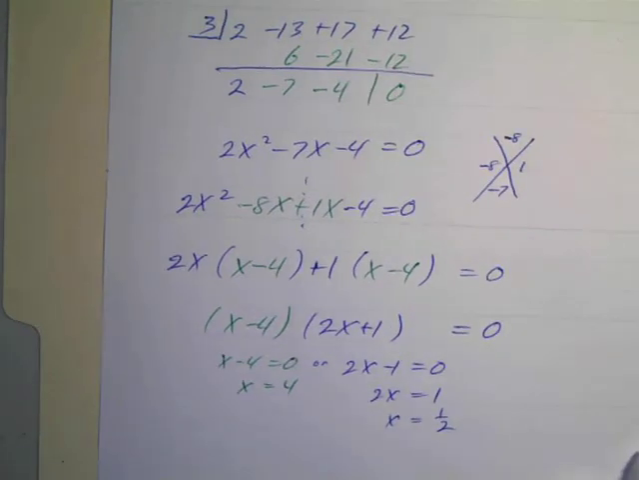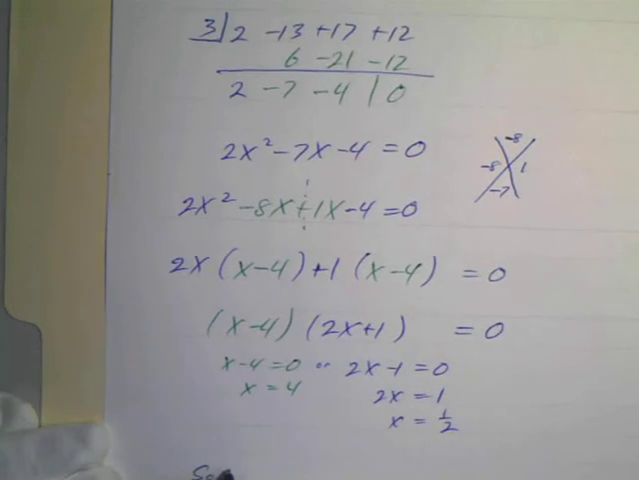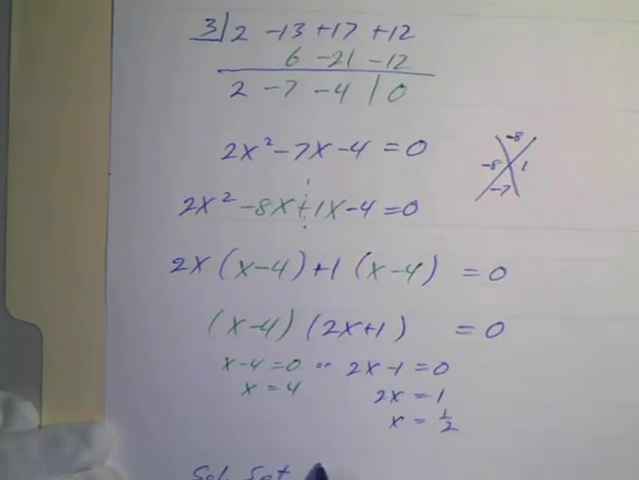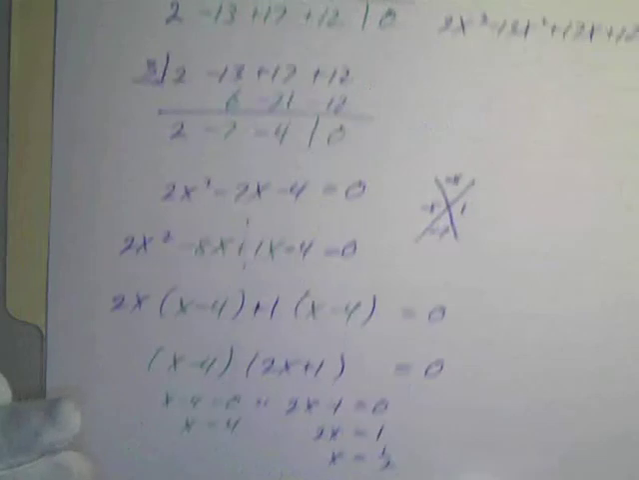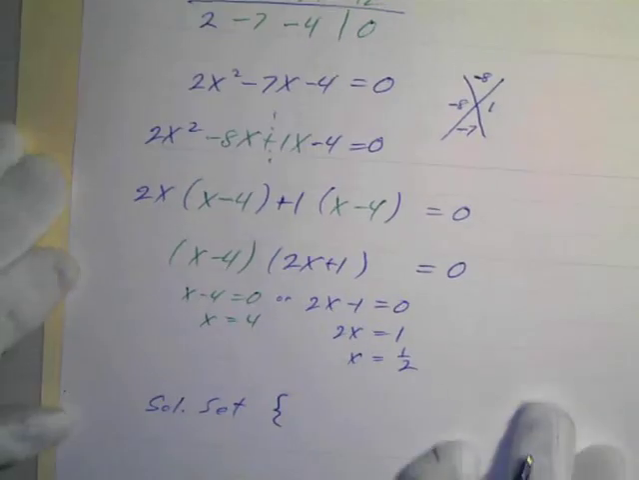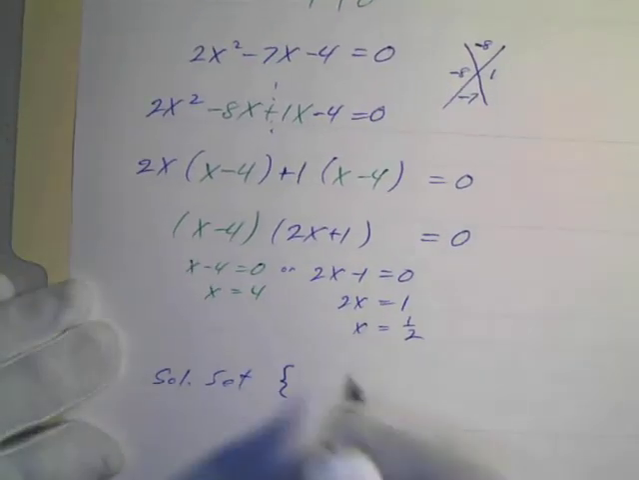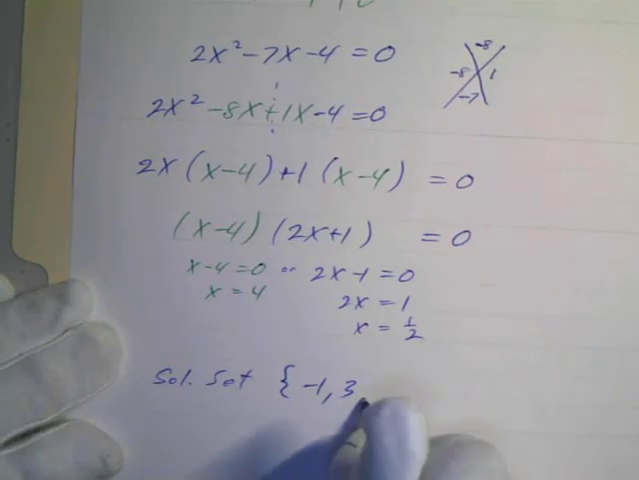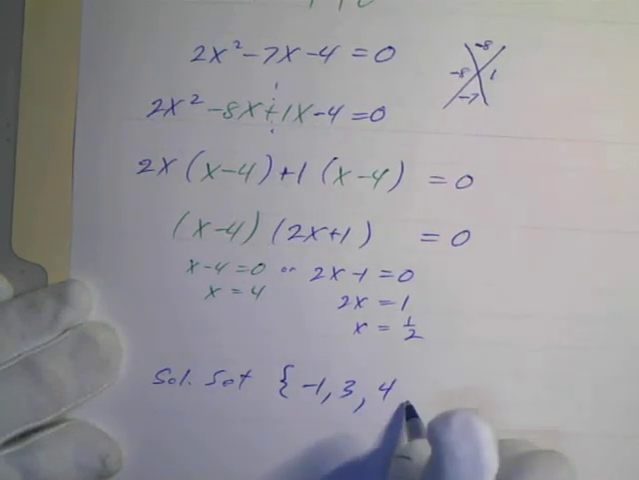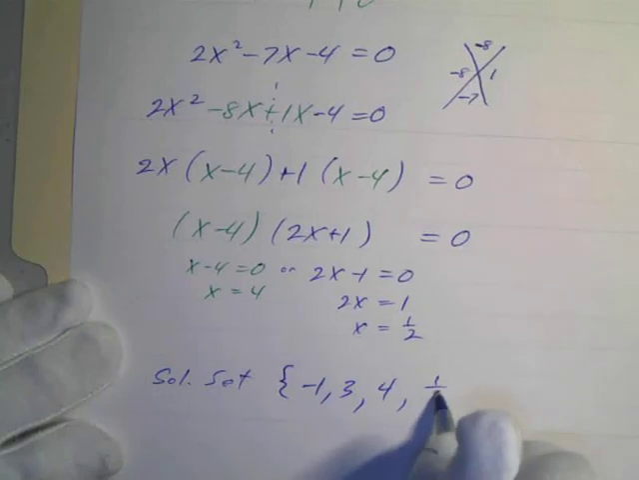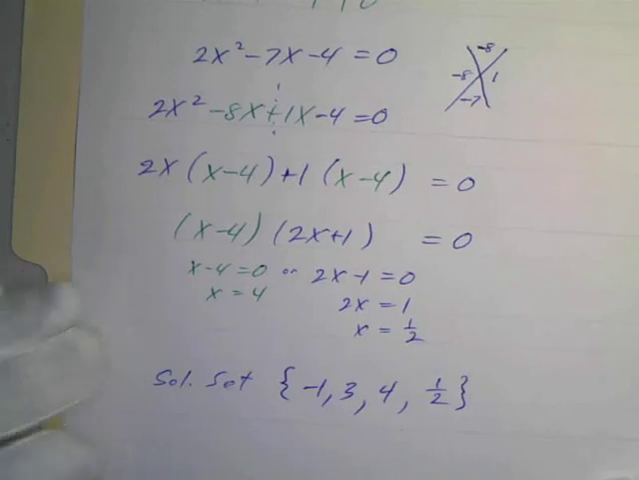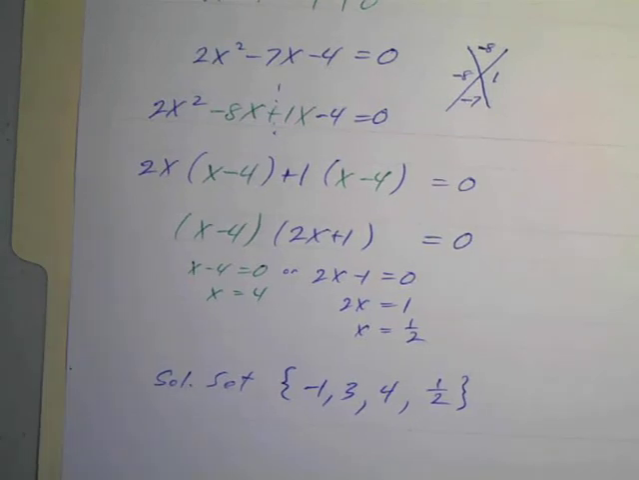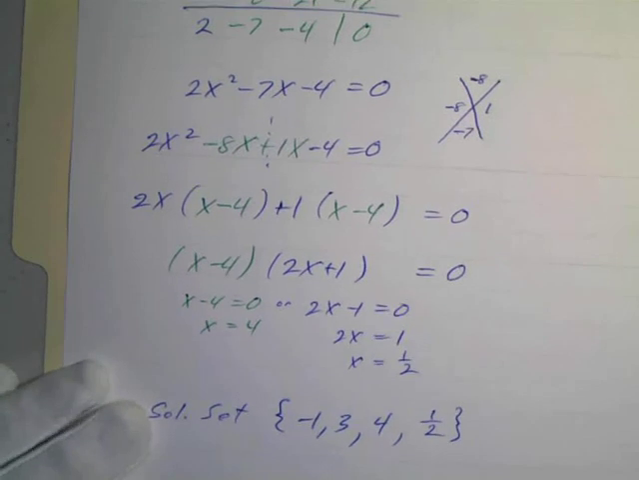So my solution set would have all four roots. So I was given up at the top, way back up here, -1 and 3. So those are two of my roots. My solution set, -1, 3. And then I also have 4 and 1/2. That's your solution set. There's your 4 roots. Okay? So these are good problems, and they get us kind of ready for what we're going to do next.